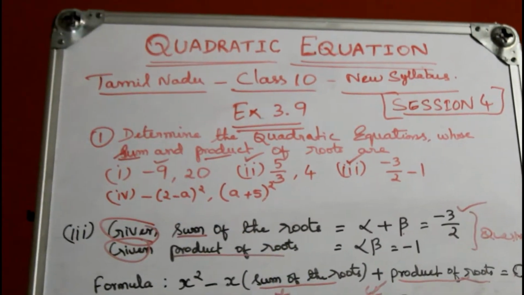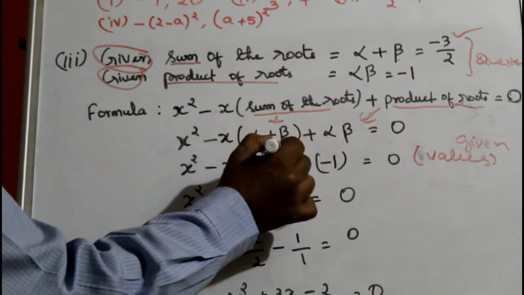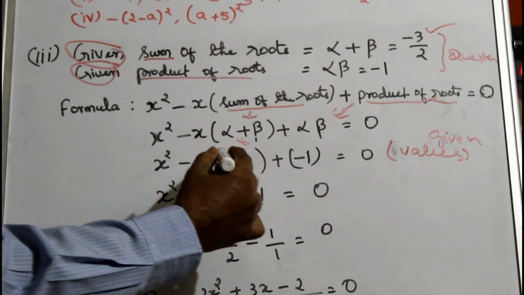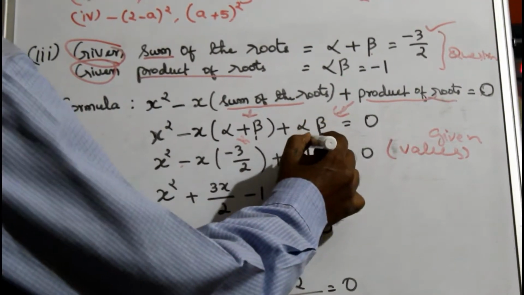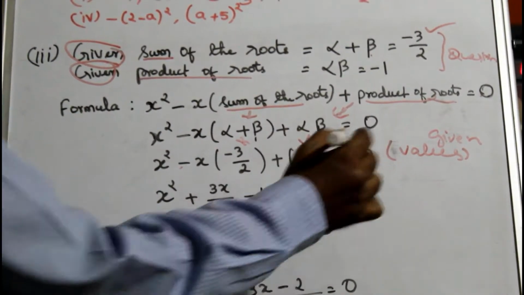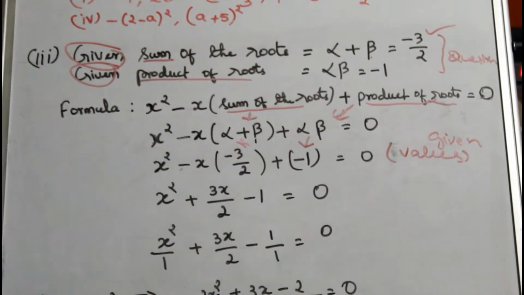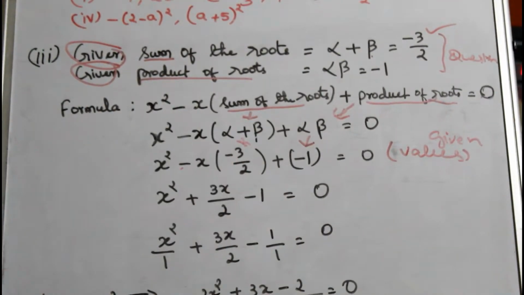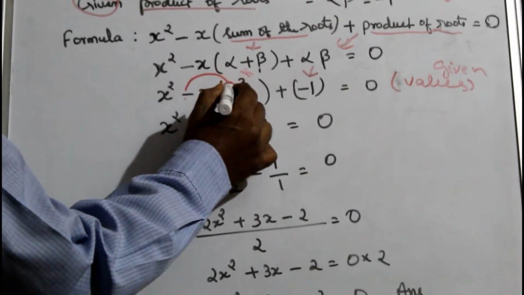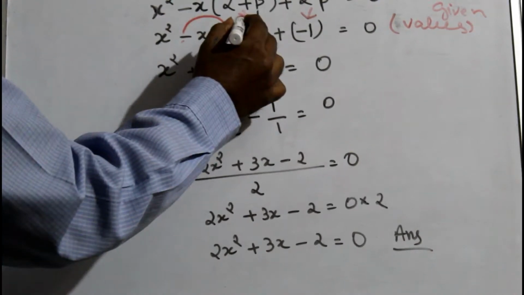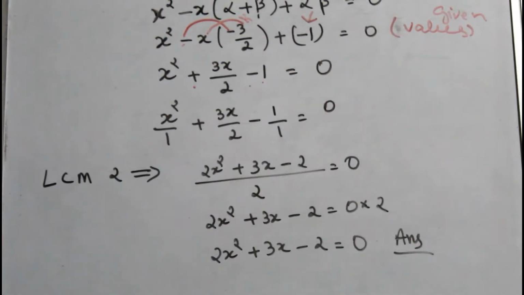Given the x square minus x, alpha plus beta is nothing but minus 3 by 2. Since a minus comes, put it in a bracket. Similarly, alpha beta is nothing but minus 1. If a plus and a minus come, try to put it in a bracket, equal to 0. Then you have to simplify. This step is expanding or simplifying. So minus into minus will give you what? Plus. And 3 into x will give you 3x by 2 minus 1 equal to 0.